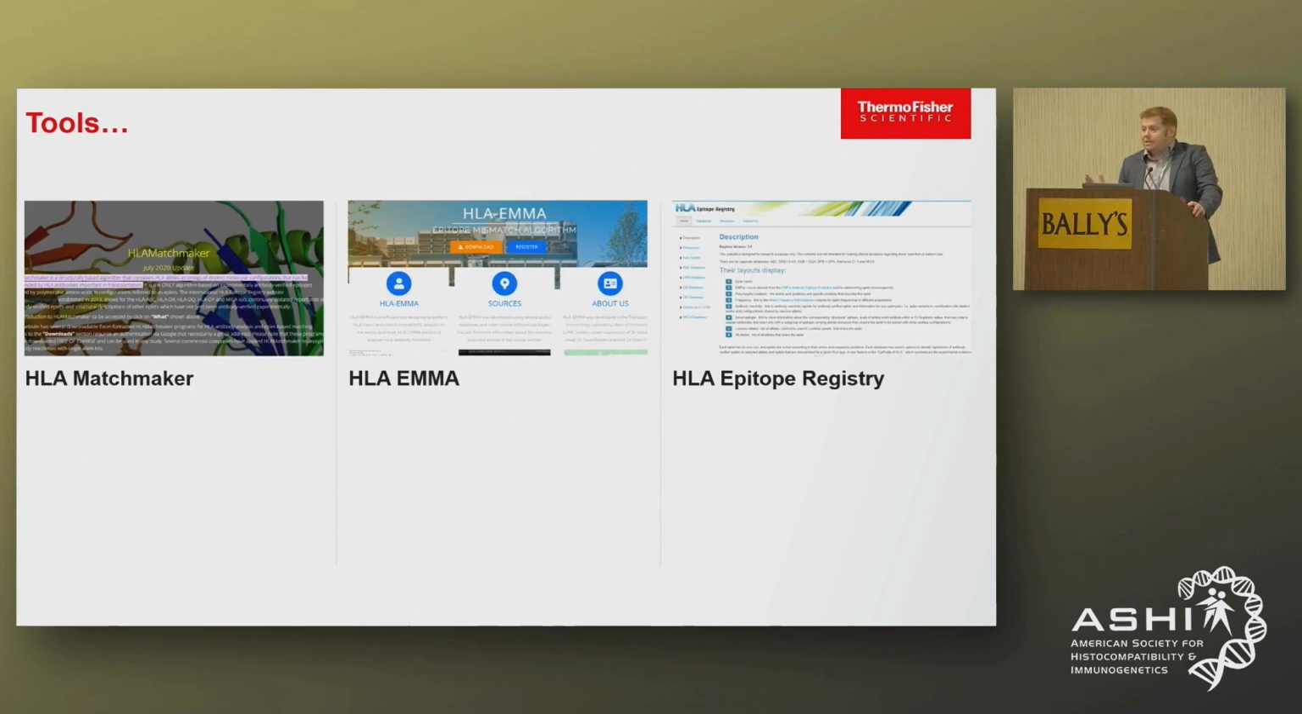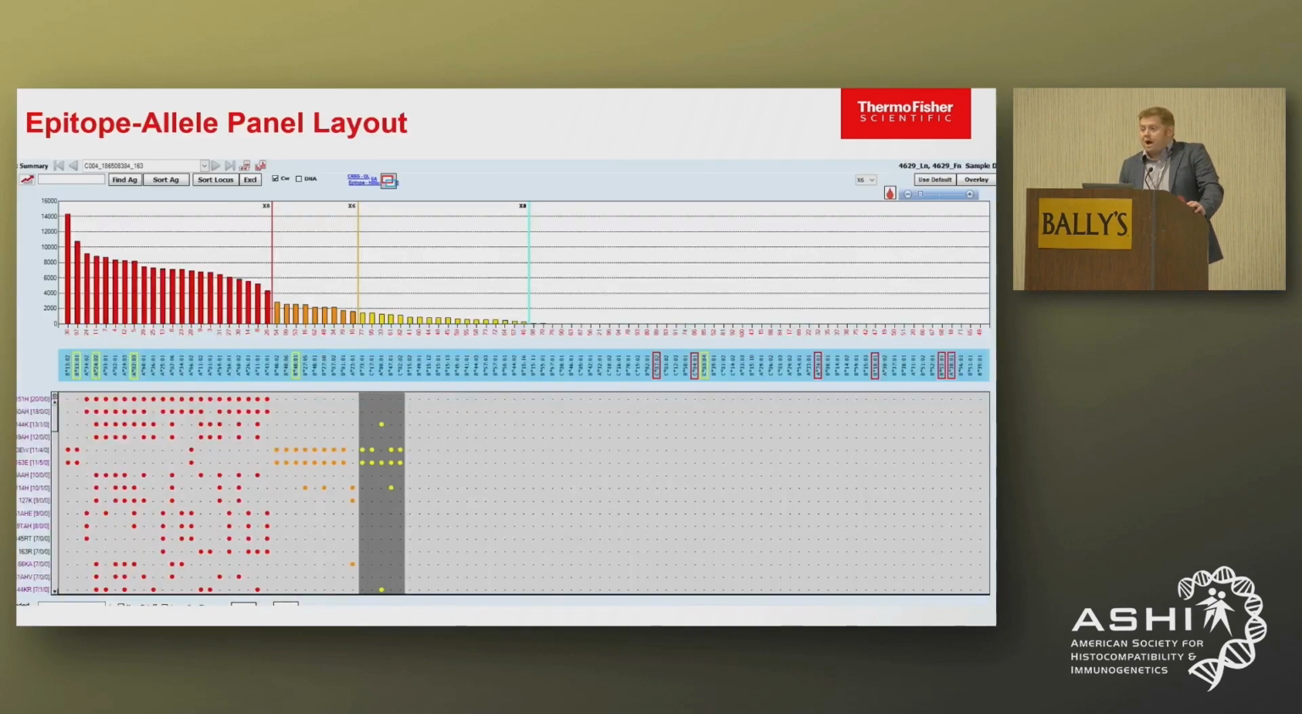So obviously many of these are very familiar. We've got Matchmaker, HLA-Emma, and we've got the devisers of that taking part in this symposium today. And many of us will use the epitope registry, and I know there's a big initiative to revamp and standardize that, which we're going to be really pleased to be able to support over the next few years. And even from our side, we're always looking to build in more functionality, more ways that you can study epitopes and elucidate some of these patterns.